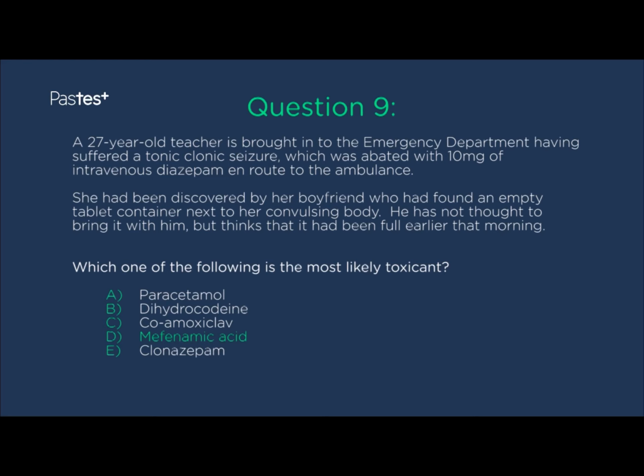Paracetamol, we've discussed before how it presents in overdose with hepatic impairment. Dihydrocodeine is an opiate which would lead to suppression of respiratory function, as would clonazepam, whereas co-amoxiclav would lead to renal and hepatic impairment.